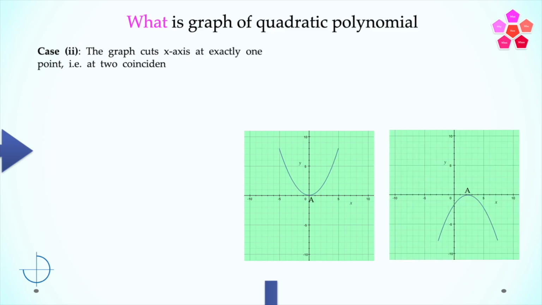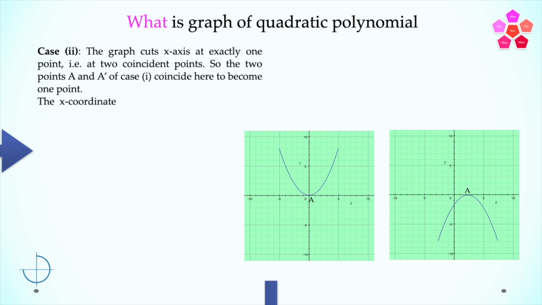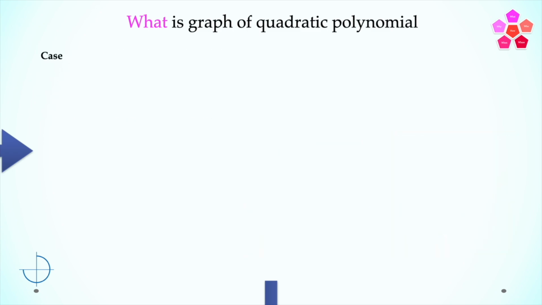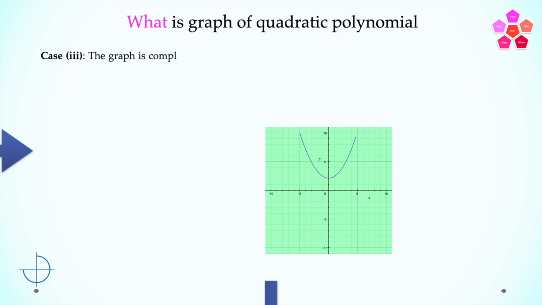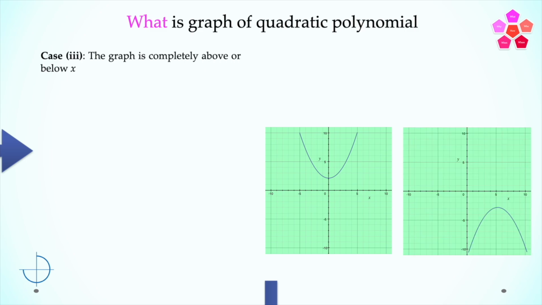If we look at the second case, the graph cuts x-axis exactly at one point. So the 2 points a and a dash of the case 1 coincide here to become 1 point. The x-coordinate of a is the only zero of the quadratic polynomial ax squared plus bx plus c in this case. The third case is the graph is completely above or below the x-axis. It does not cut x-axis at any point. The quadratic polynomial ax squared plus bx plus c here has no zeros in this case.